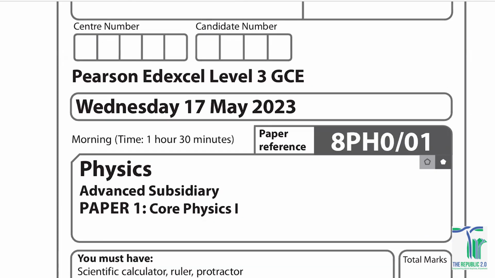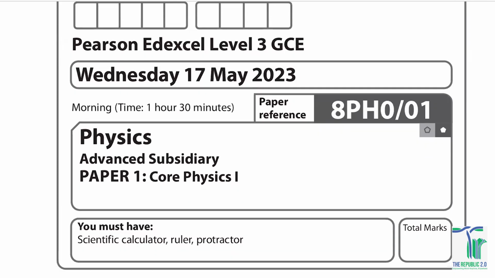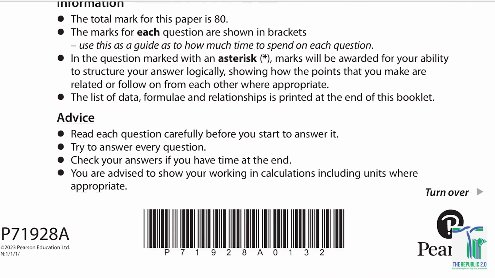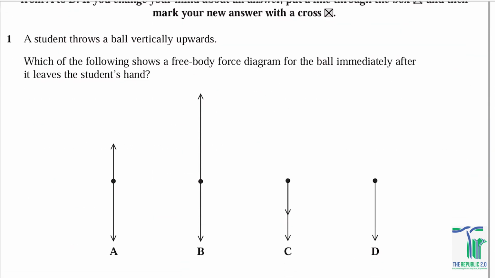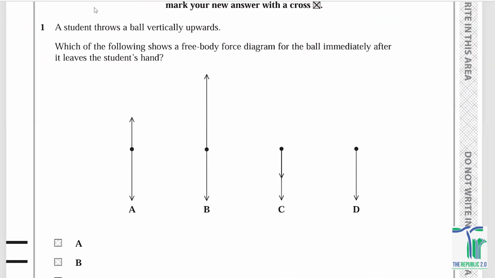So first of all, in part one of this video, I'm going to start with the multiple choice questions of this paper, P1, which mostly consists of electricity and mechanics. So first of all, we've got question number one. Question number one says that a student throws a ball vertically upwards. Which of the following shows a free body force diagram for the ball immediately after it leaves the student's hand?